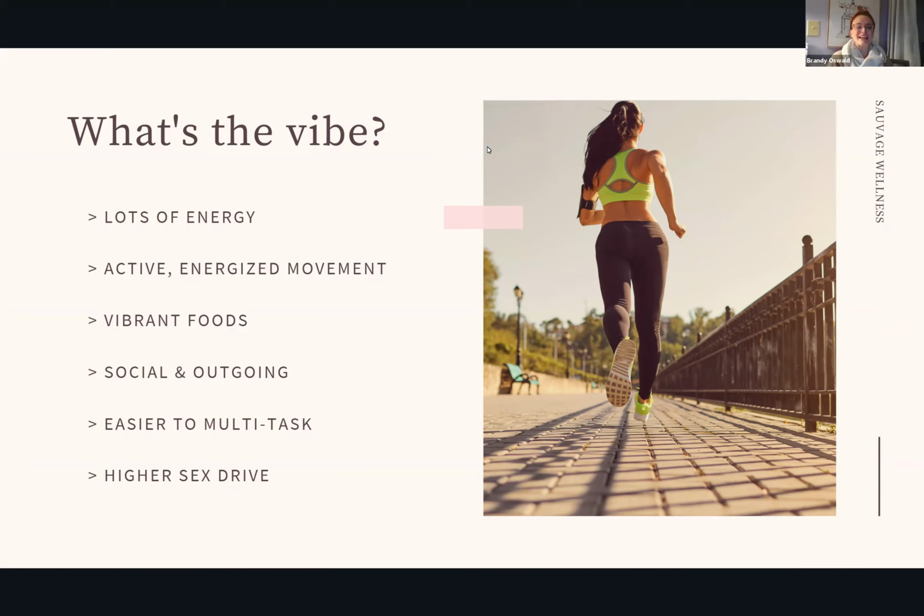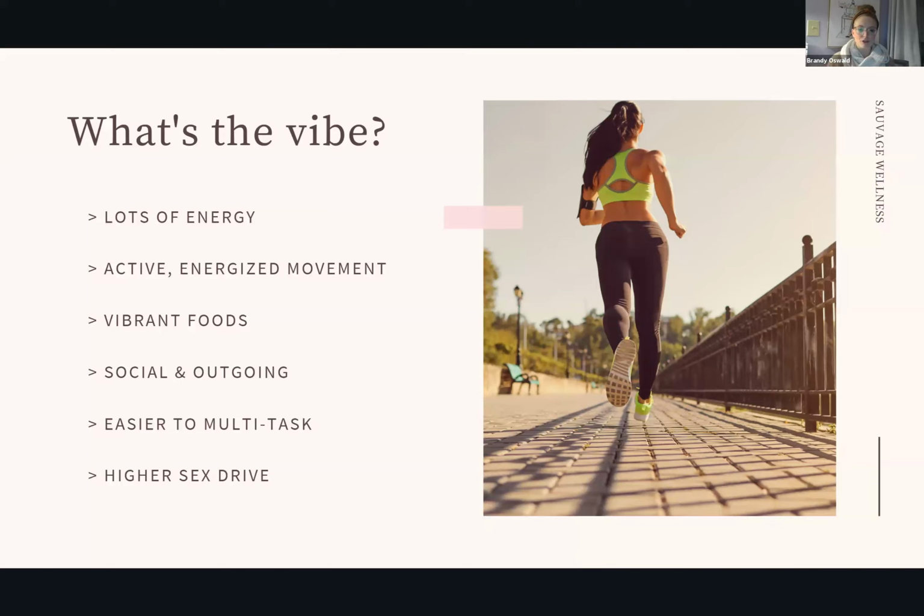So the vibe is lots of energy. We feel the most energized that we probably will feel in our whole cycle. And we crave active, energized movement. So ovulation time is the perfect time for things like cardio, for spin class, for going on a long run. It's also the time where vibrant foods tend to really light us up. So bright, colorful, vibrant foods.